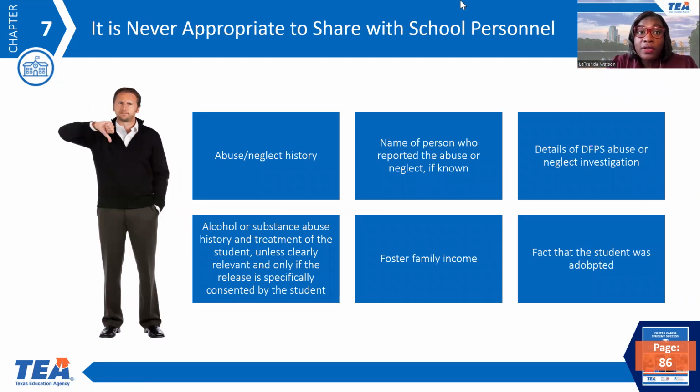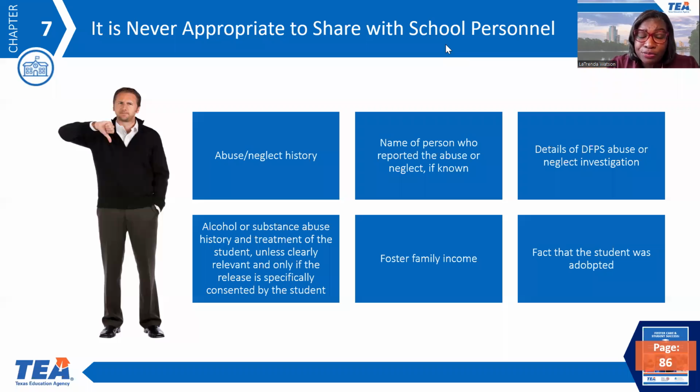So here we go. It is never appropriate to share with school personnel. Here are some things that should not be shared with school personnel. Any abuse or neglect history. That is not important for school personnel to know. The name of the person who reported the abuse or neglect, if known, is not important to share. Details of a DFPS abuse or neglect investigation. The school does not need to know about the investigation.